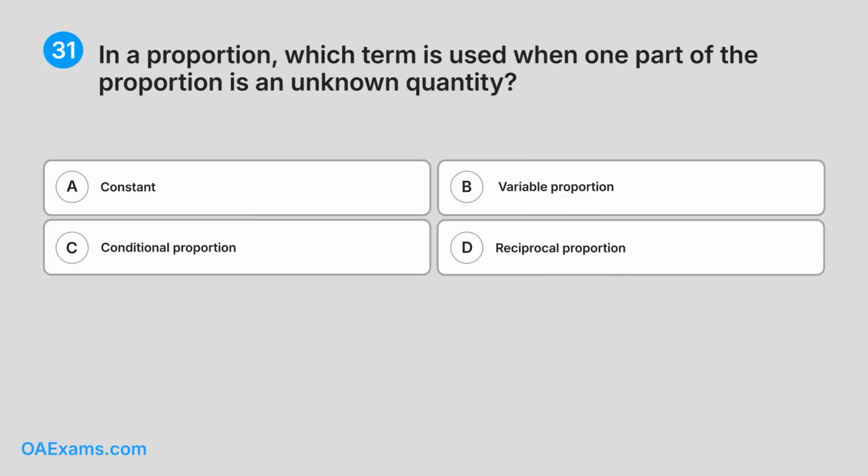31. In a proportion, which term is used when one part of the proportion is an unknown quantity? A. Constant. B. Variable proportion. C. Conditional proportion. D. Reciprocal proportion. Can you guess the answer?